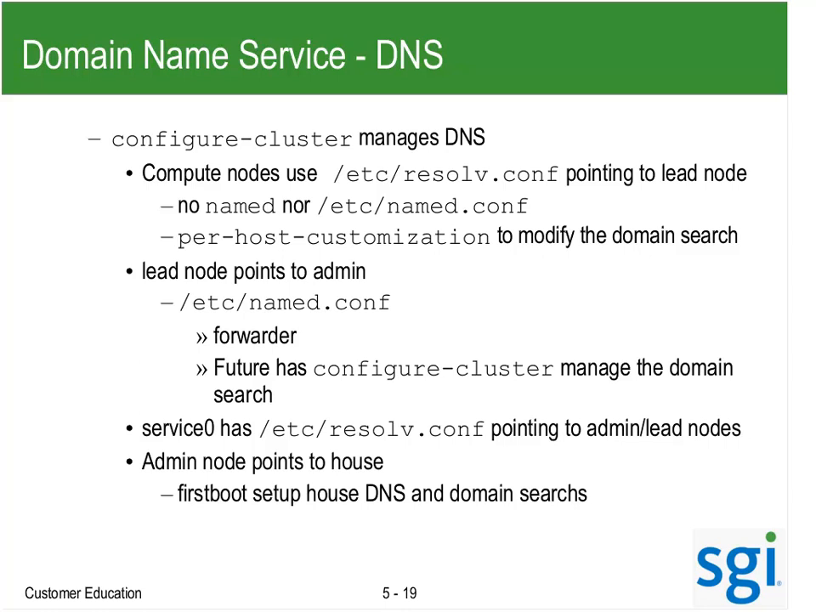The lead nodes then point to the admin. Some sites change that. They don't want the admin on the actual network. So then they go off and change things to use maybe a second service node or the login node itself. But the lead node's named.conf will have a forwarder.